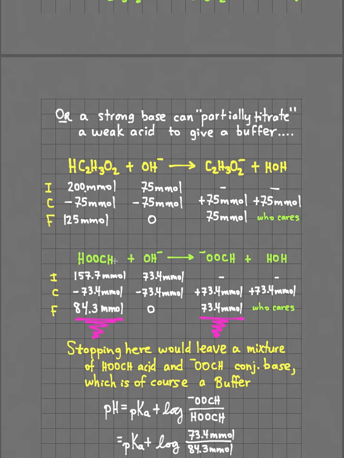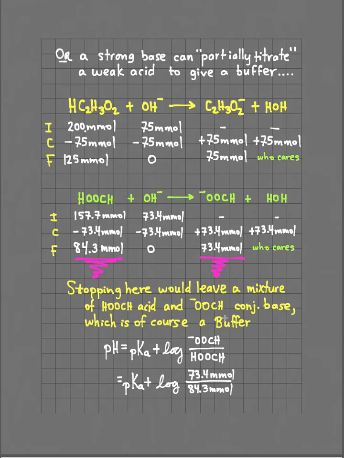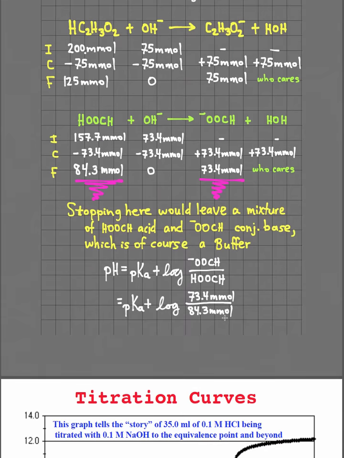Or here's another weak acid. Let's titrate that. I just made up these numbers, think of them as random. 157.7 millimoles of weak acid titrated partially with 73.4 millimoles of strong base to create 73.4 millimoles of the conjugate base of this acid. Then I have this and this in the water, and I create a buffer. That's such a crazy idea, but it works.